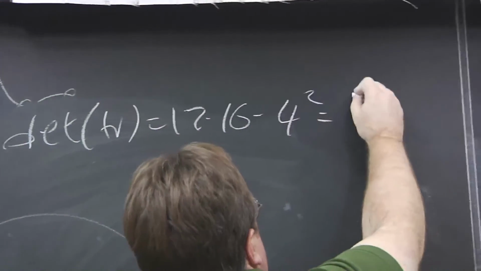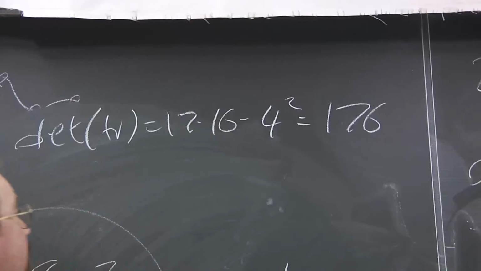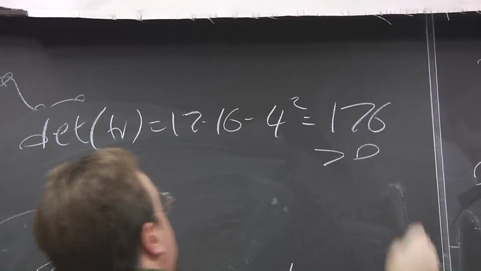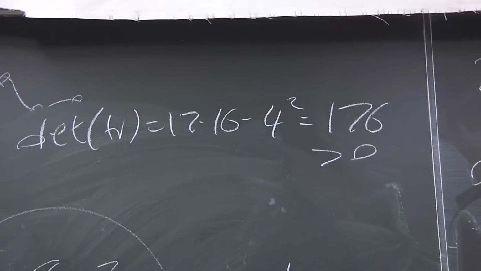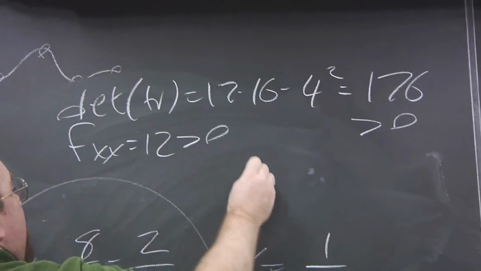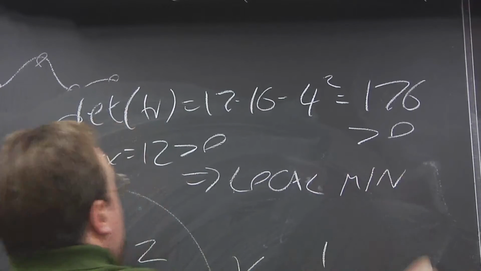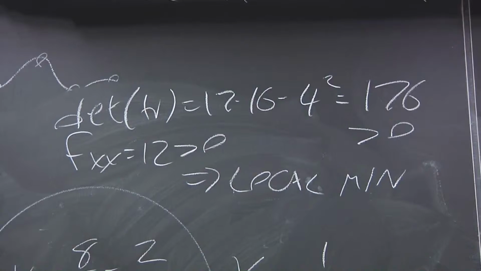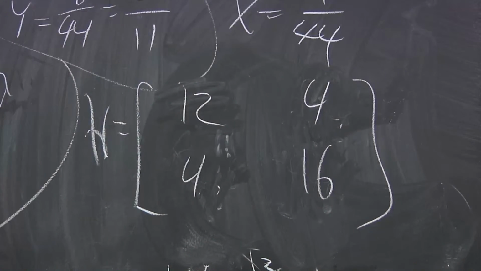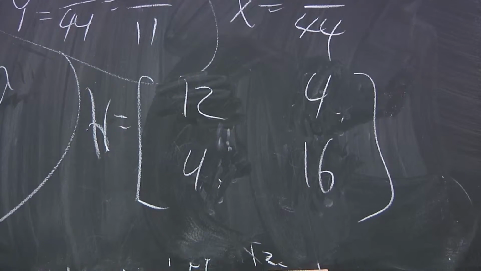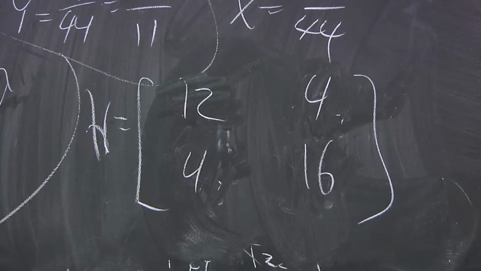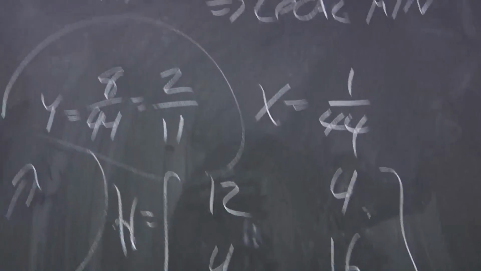So that's 176. So it's positive. So it's either a local max or a local min. But fxx is 12, so that's positive. Therefore, this is a local min. Here things don't work out nicely because the second derivatives still turn out to be constants. But generally they'd be functions of x and y. You'd have to evaluate them at this critical point and then see what you have.